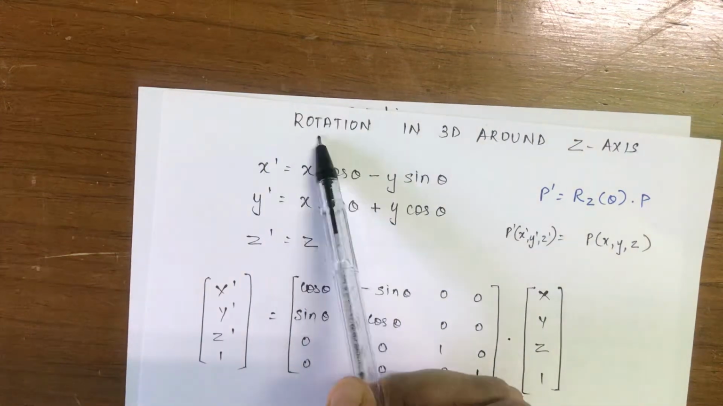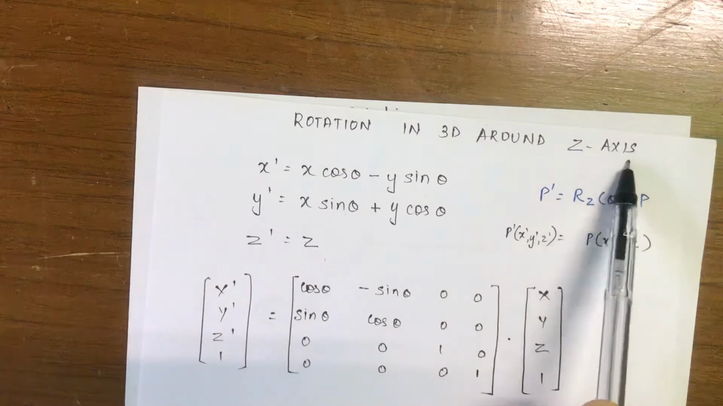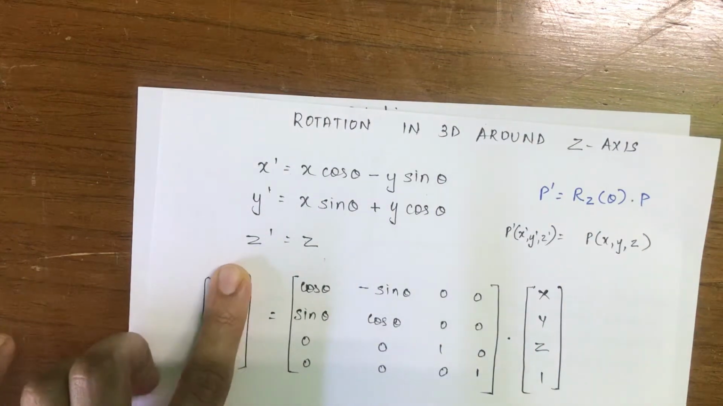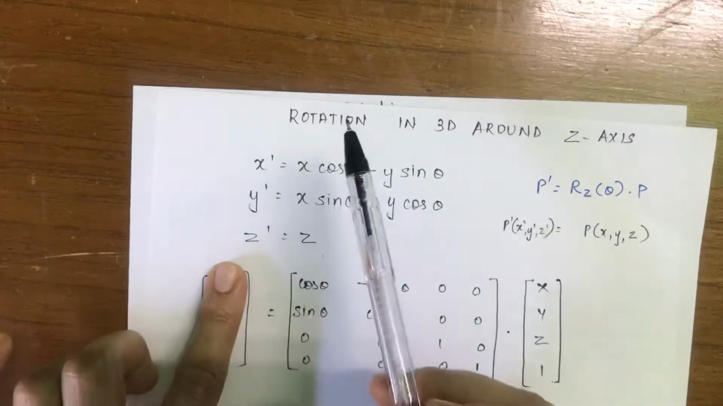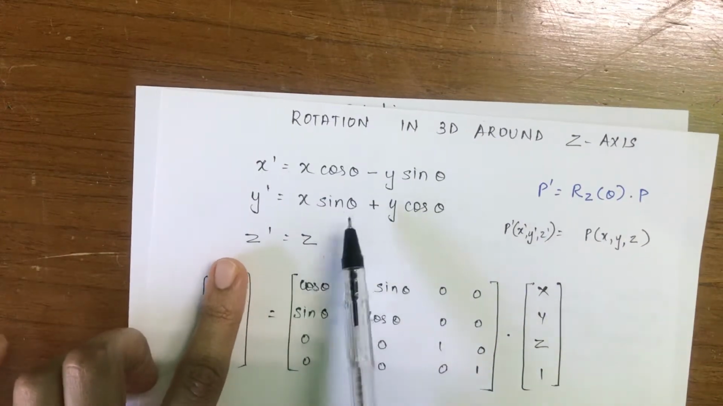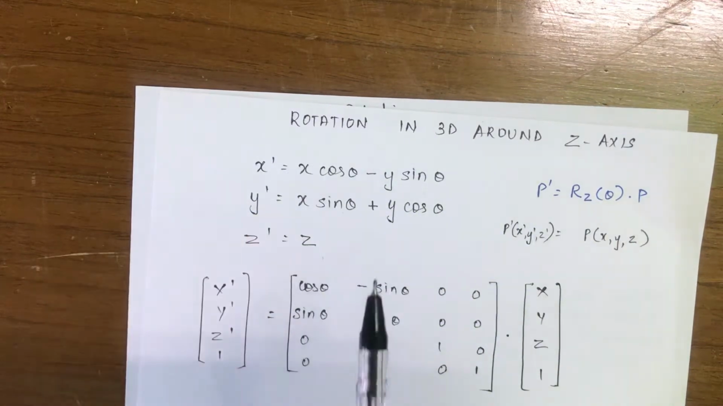Please note that if you are rotating in 3D around the z axis, the original value of the z axis and the modified value of the z axis will remain the same. Similarly, if you are rotating around y axis, the original value of the y axis and the modified value of the y axis is going to remain the same. The same applies for x axis as well.